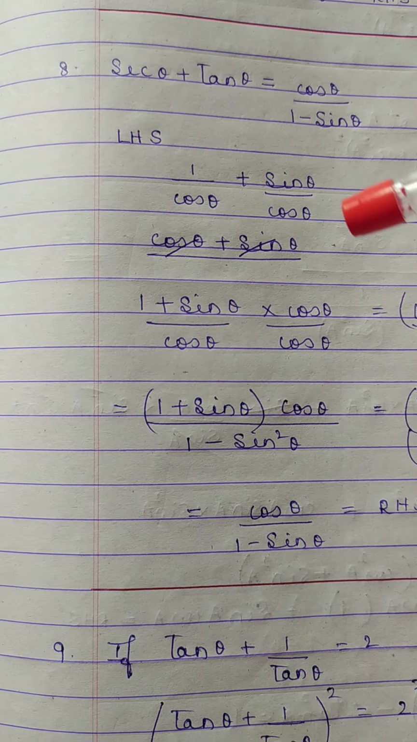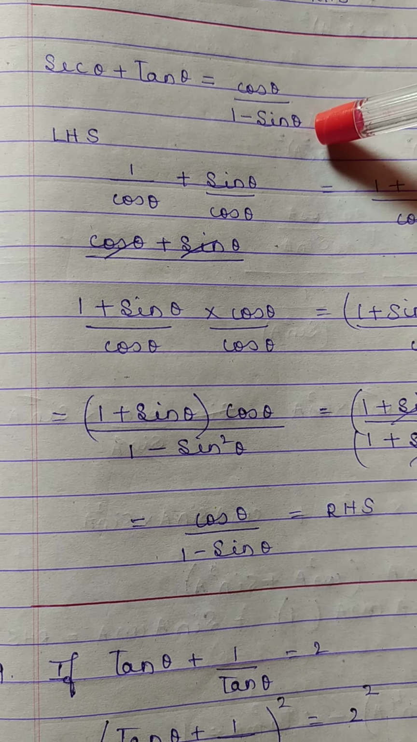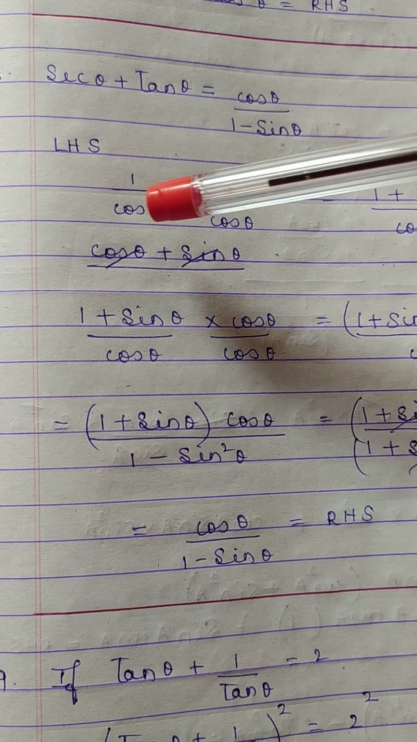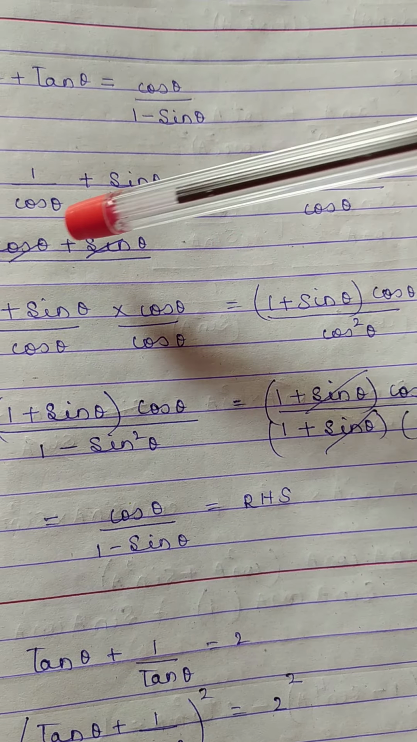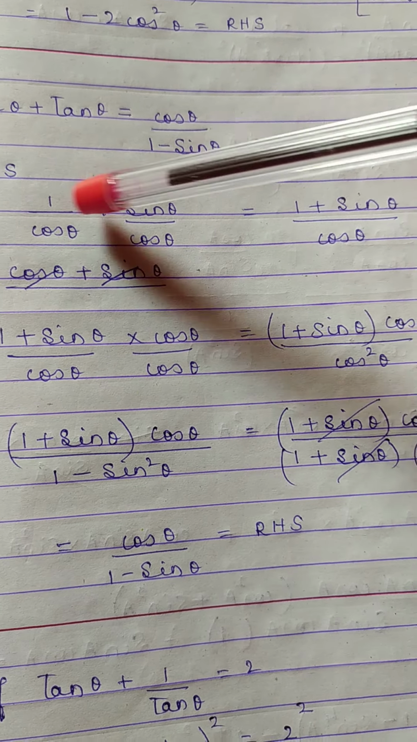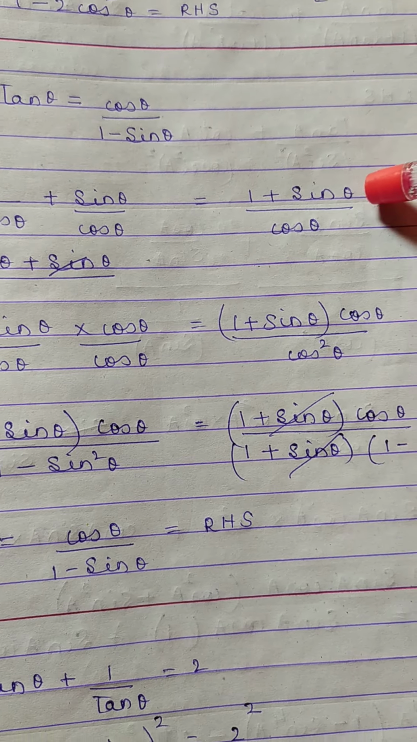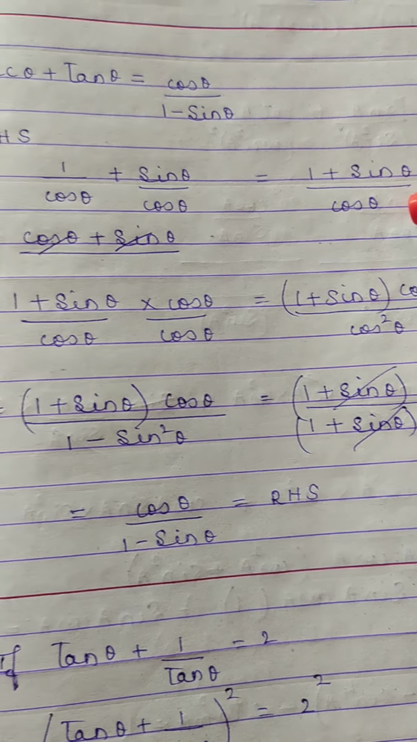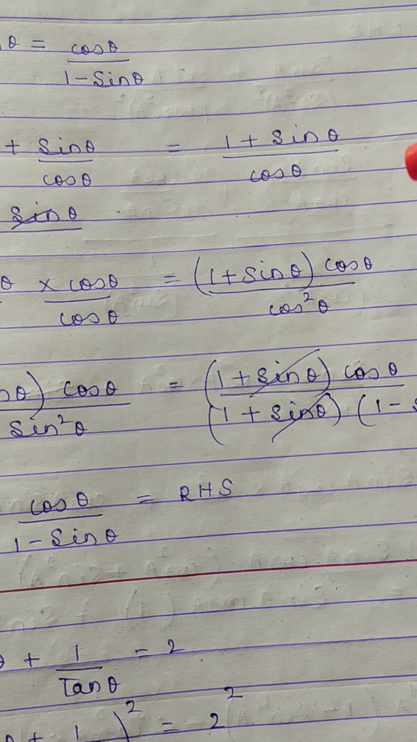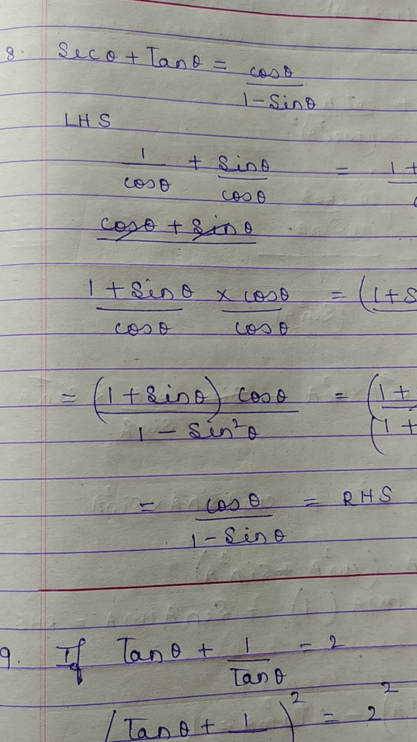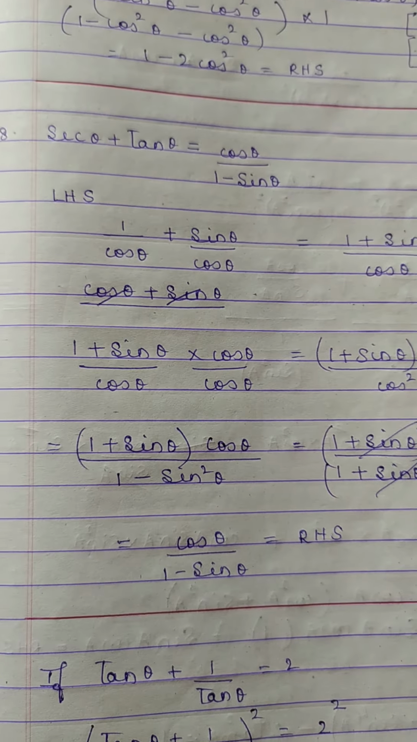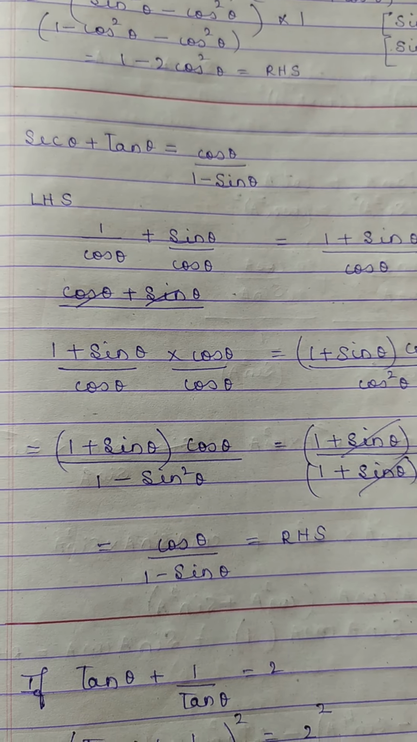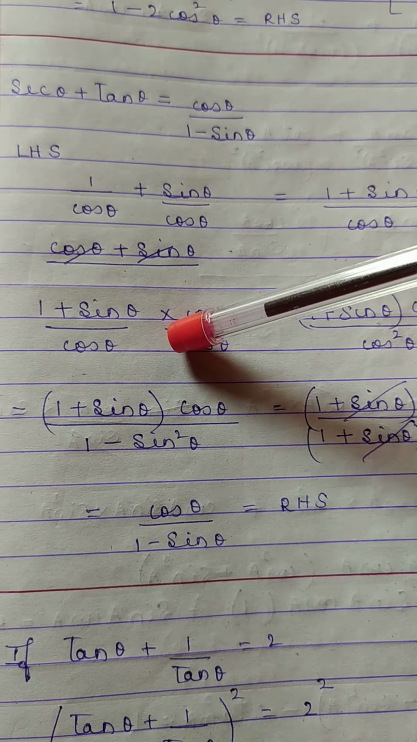Coming to question number 8. Secant theta plus tan theta equal to cos theta upon 1 minus sin theta. Sec theta, write it as 1 by cos. Tan is sin by cos. Cos is the denominator, so I'll write the numerator as 1 plus sin theta upon cos theta.